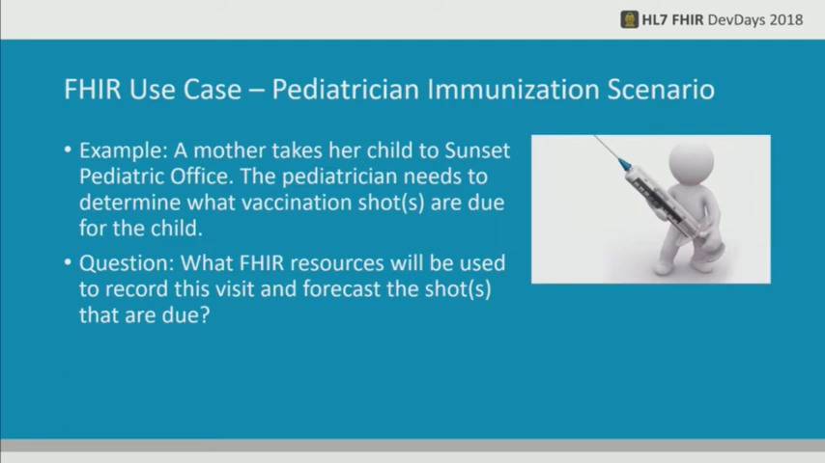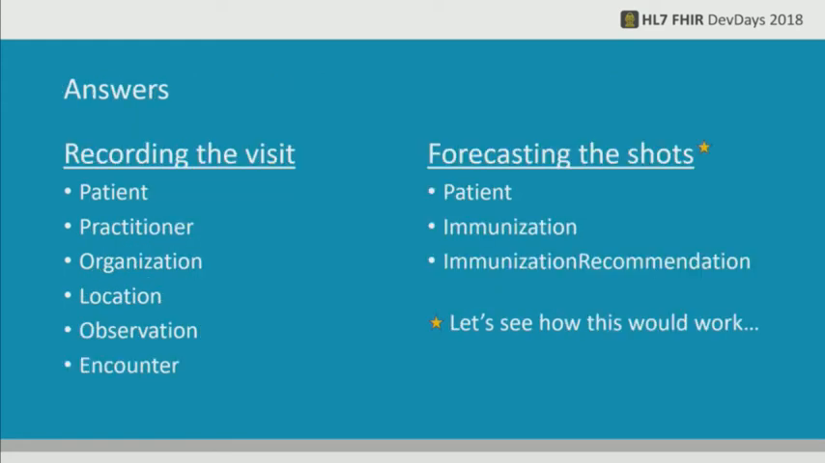So I have a little use case here that demonstrates the use of different FHIR resource types. This is a pediatrician immunization scenario. Imagine a mother taking her new child, maybe just a couple months old, to the pediatrician for a follow-up after the birth in the hospital, and the pediatrician wants to check what immunizations might be due for this child. So this is just a general question: what types of FHIR resources might we use to record the visit and to do that immunization forecast, to evaluate what vaccinations might be needed?